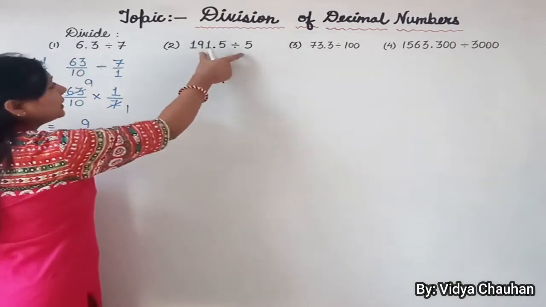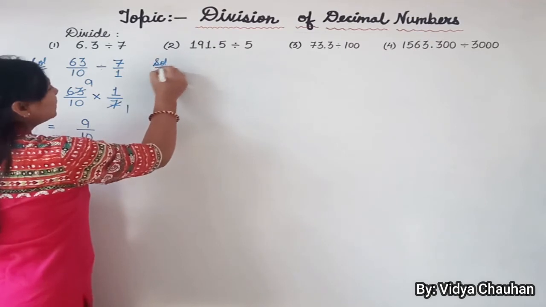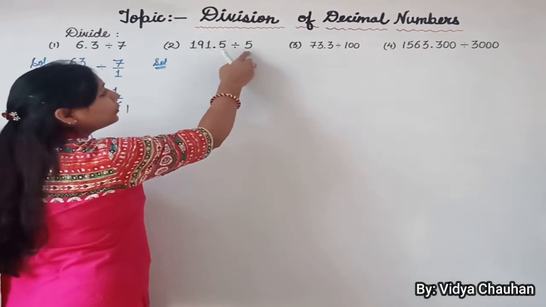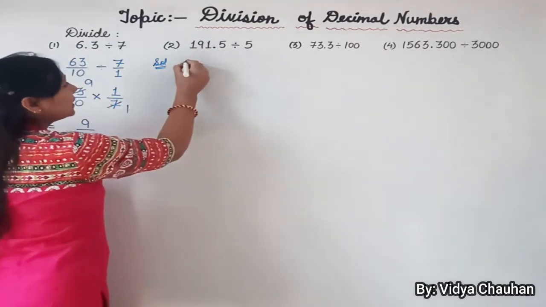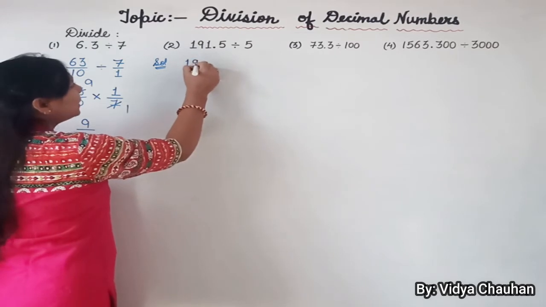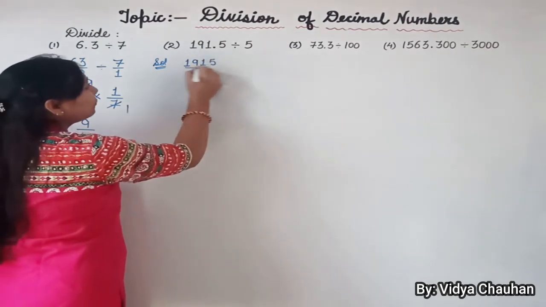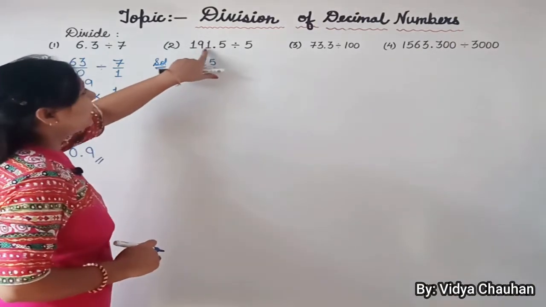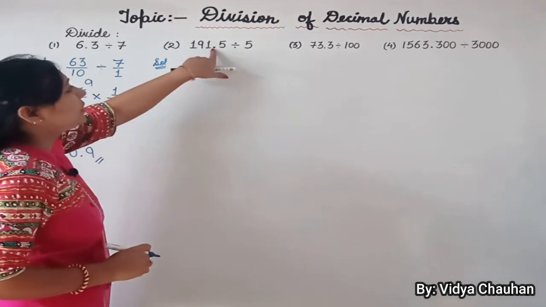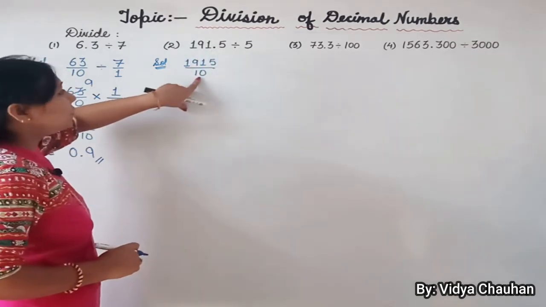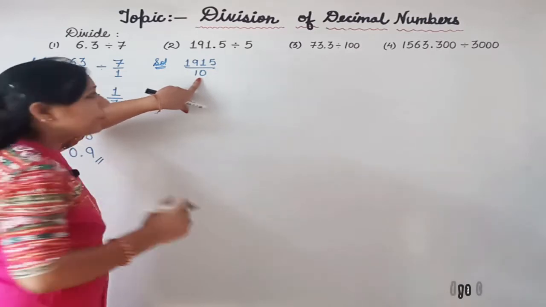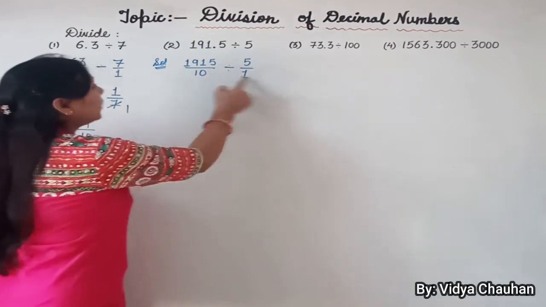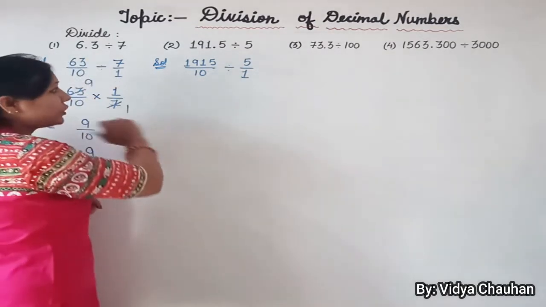Second part, the second solution, and in the second part you have to divide 191.5 by 5. So once again I am going to write it in its fraction form. So 1915 upon 10. So we have written the first number 191.5 in its fraction form. After the decimal we have one place value, so in the denominator it is 10. Then divide, 5 can be written as 5 upon 1, as we have done in the previous solution also.